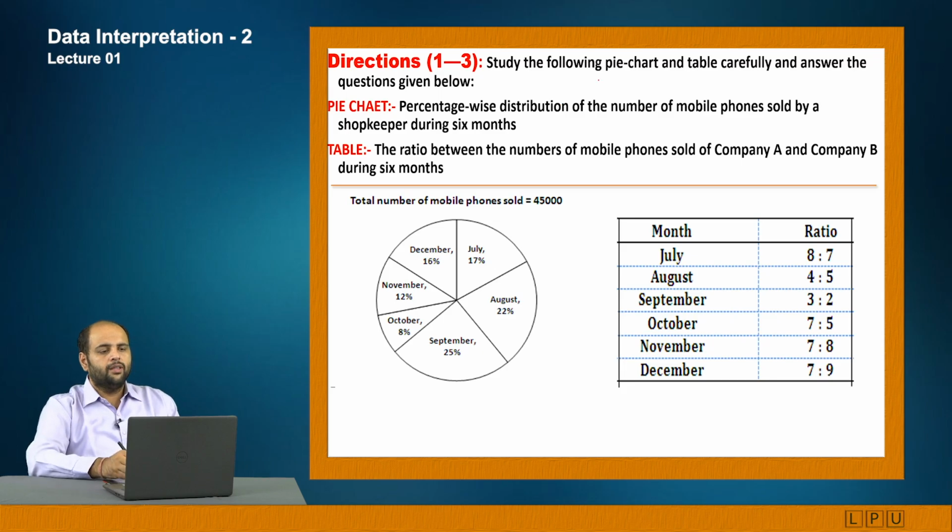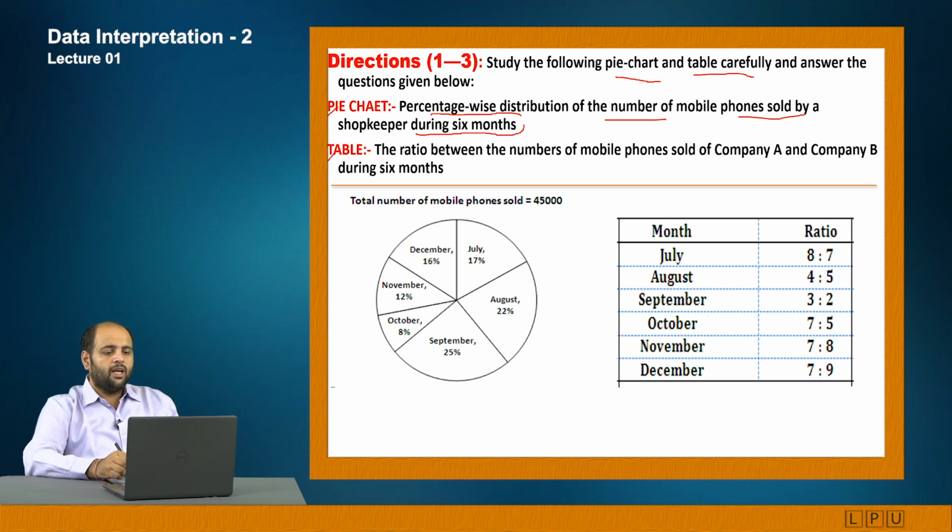Now, first of all, read the directions. Here we have a mix of the pie chart and tabular data. It says: study the following pie chart and the table carefully and answer the questions given below. First, what is the meaning of the pie chart? This has a percentage-wise distribution of the number of mobile phones sold by a shopkeeper during 6 months. And what does the table represent?